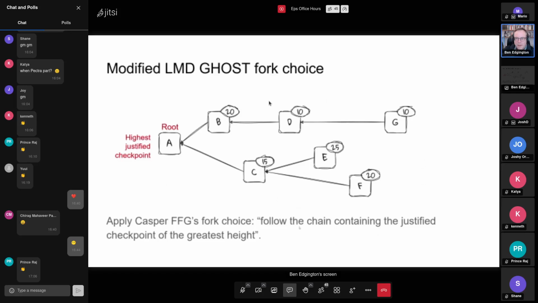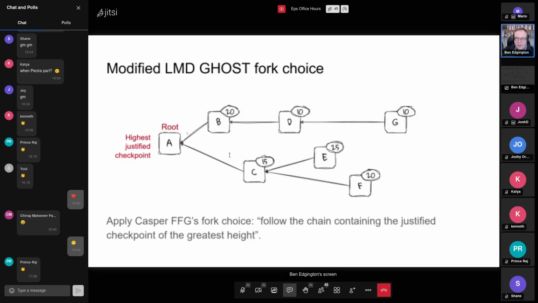And how do we combine them together practically? Well, we apply Gasper FFG's fork choice criterion. We follow the chain containing the justified checkpoint of the greatest height. So the highest justified checkpoint.